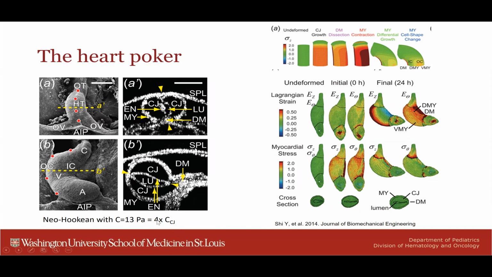But one thing that we noticed when we were looking through this literature is that the stiffness of the heart was actually relatively low compared to what's been reported with cardiomyocytes. The Tabor group found that the stiffness of the heart was about 13 Pascal, and that the cardiac jelly was about a quarter of that. However, if you take cardiomyocytes and culture them, you actually see that they operate much better at the kilopascal level of stiffness. So that's about 1,000 times what they were seeing here.